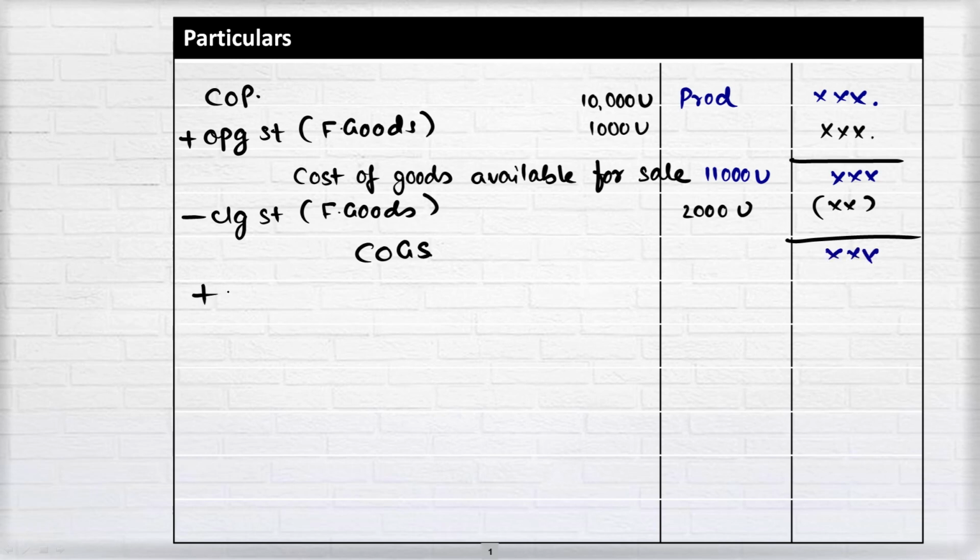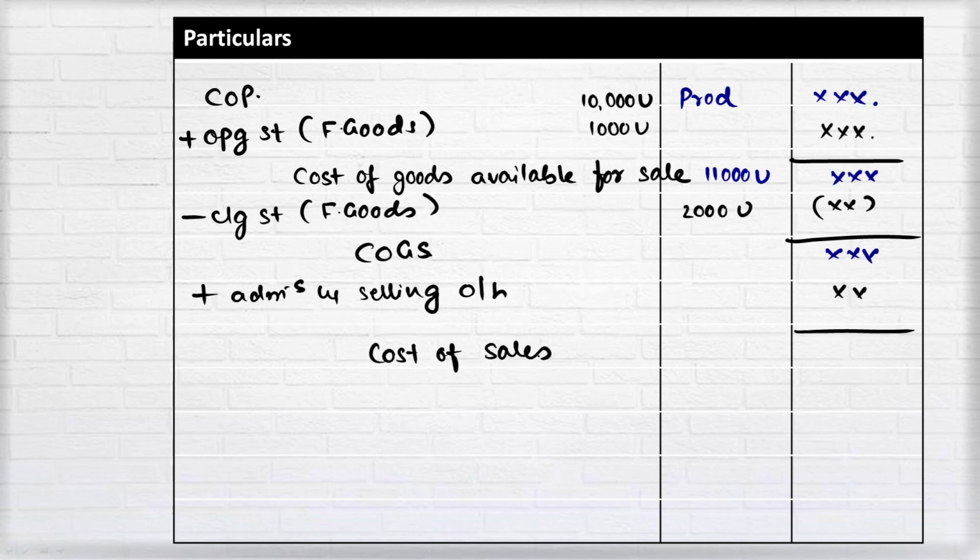Then what I add? Administration, which is not related to production, accountant salary, electricity bill of office and not of factory. Electricity bill of factory will go over where? Factory overhead. All right. So it is administration and selling overhead. When you add it, you get cost of sales. All right. Anything which is in P&L account always comes over here.